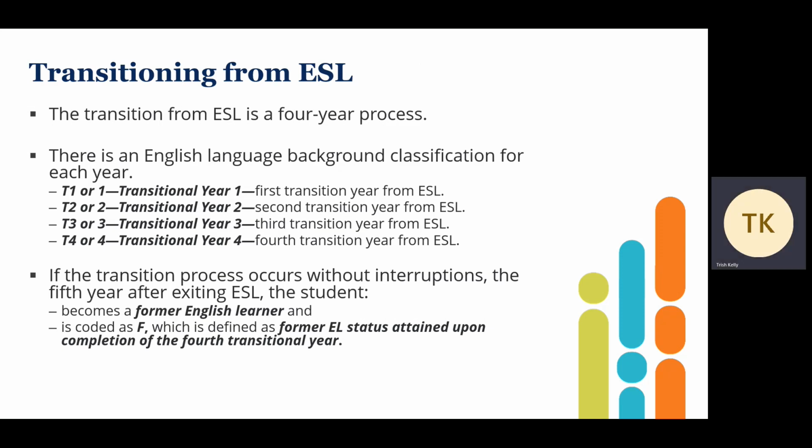Transitioning from ESL. The transition from ESL is a 4-year process. There's an English language background classification for each year. T1 or 1, transition year 1. T2 or 2, transition year 2. T3 or 3, transition year 3. T4 or 4, transition year 4. If the transition process occurs without interruptions, the 5th year after exiting ESL, the student becomes a former English learner and is coded as F, which is defined as former EL status attained upon completion of the 4th transitional year.